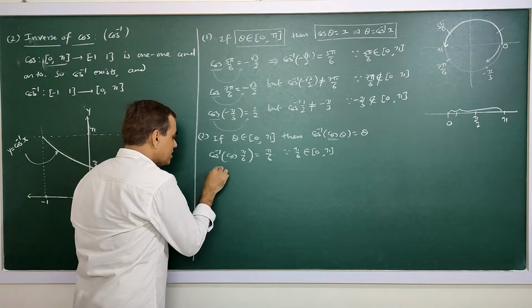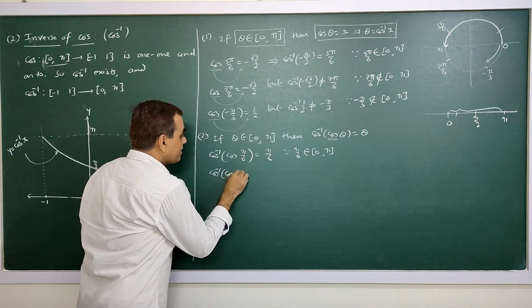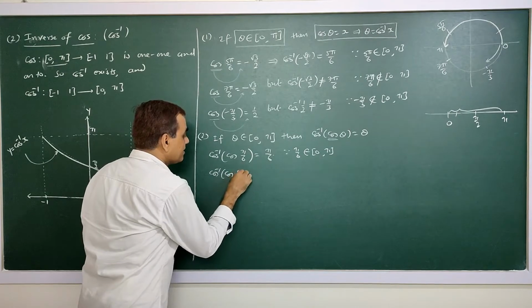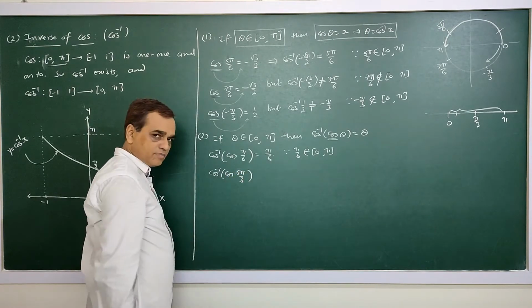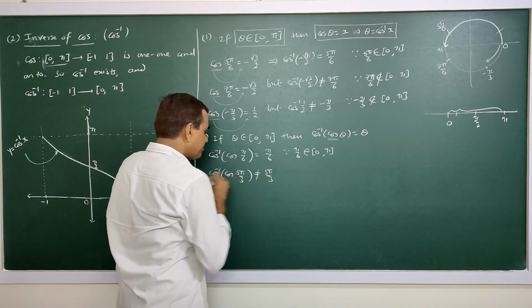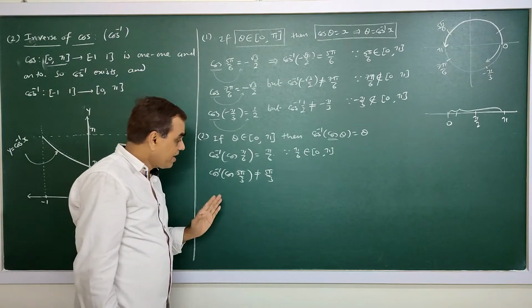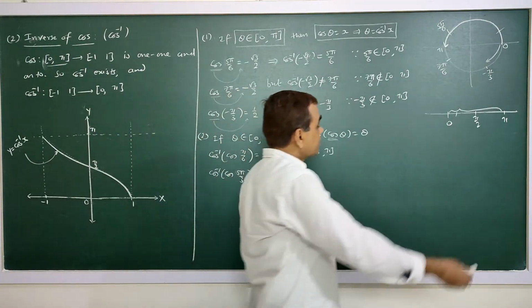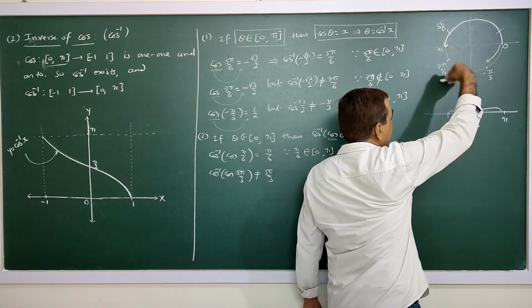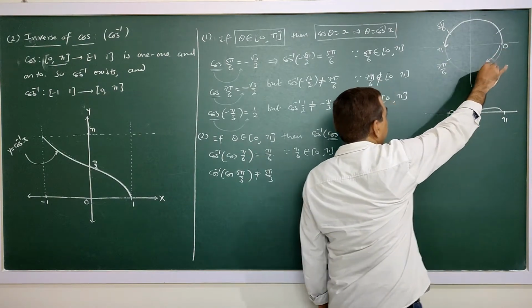Cos inverse cos of, if I take 5 pi by 3, this is not equal to 5 pi by 3, because 5 pi by 3 is more than pi. Somewhere here 5 pi by 3 will be somewhere here.